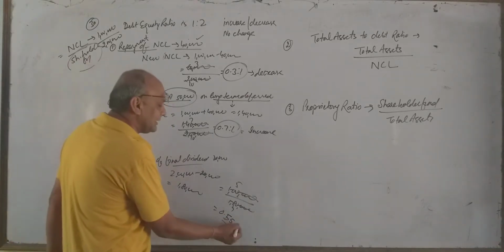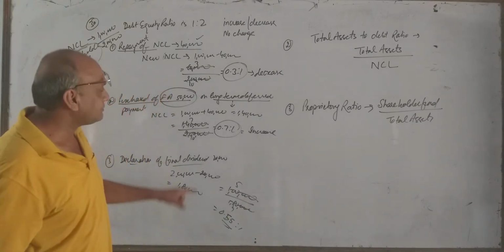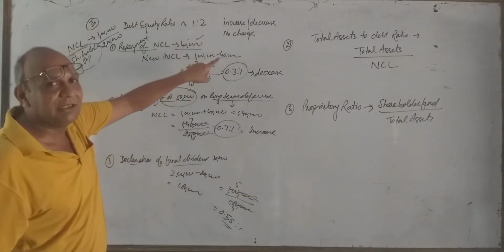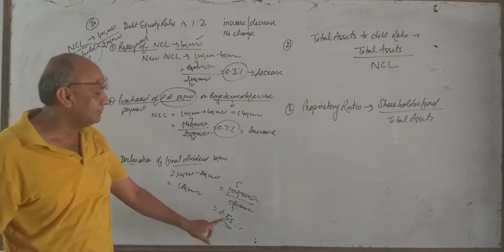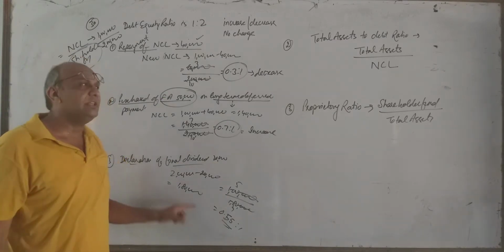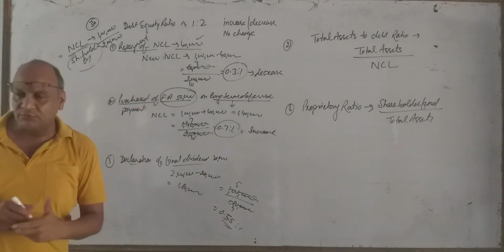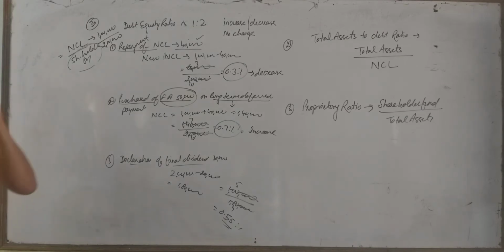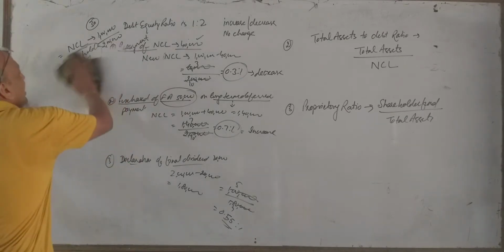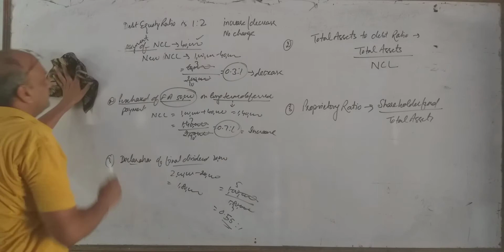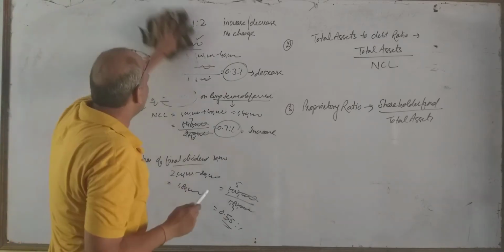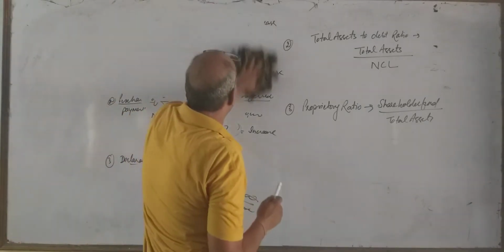The ratio has increased, because earlier our non-current liabilities were half of the shareholder fund, but now they have increased. So in this way we are going to calculate the debt equity ratio. Here more transactions are also there. Those transactions you are going to do yourself.